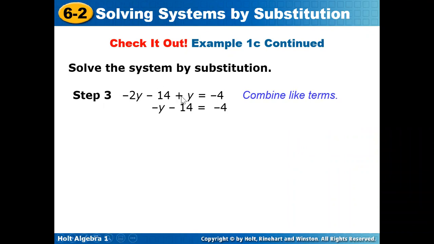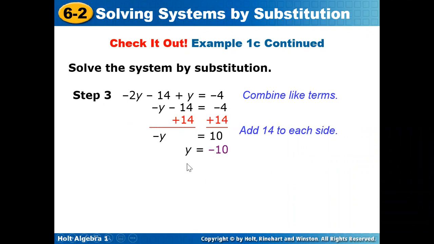Negative 2y plus y gives us negative y. Minus 14 is equal to negative 4. We're going to add 14 to each side, which gives us negative y equals 10. And then we have to basically divide by negative 1 to get rid of our negative sign. 10 divided by negative 1 is negative 10.